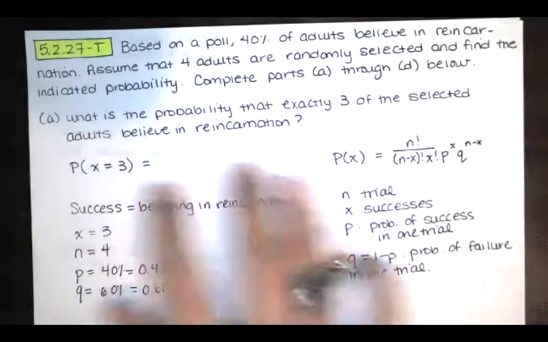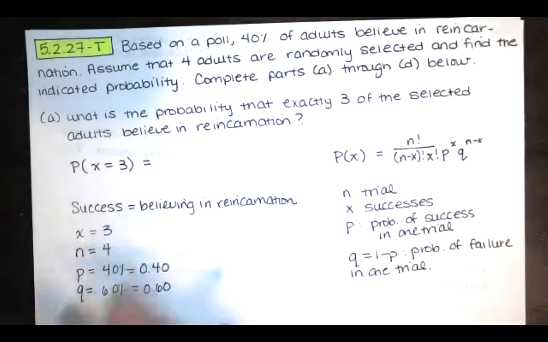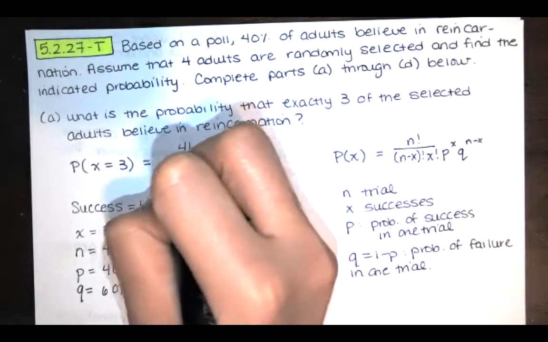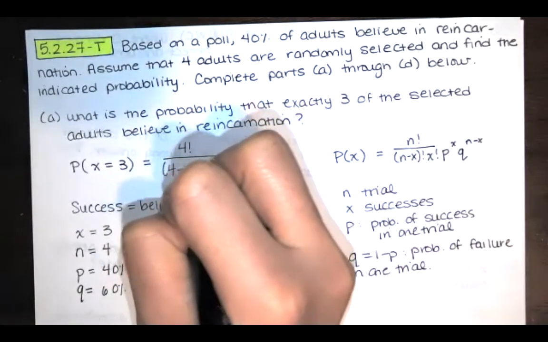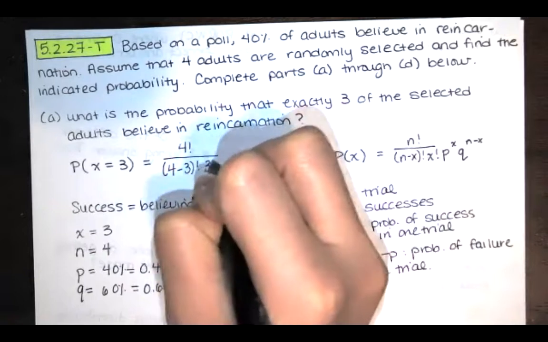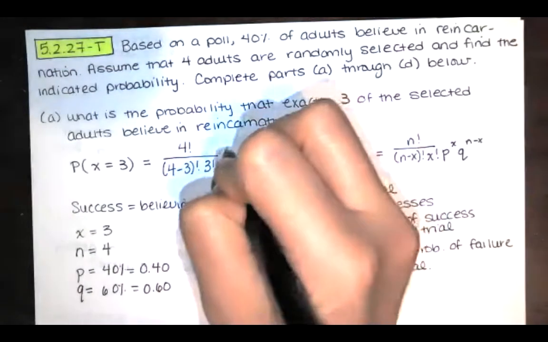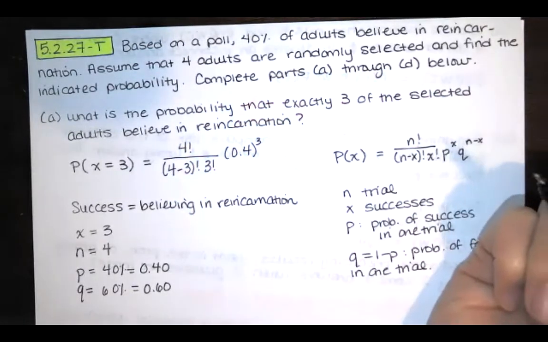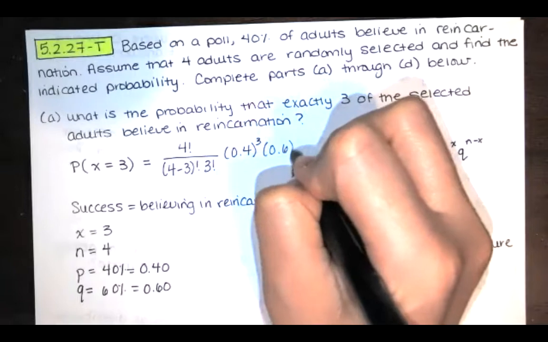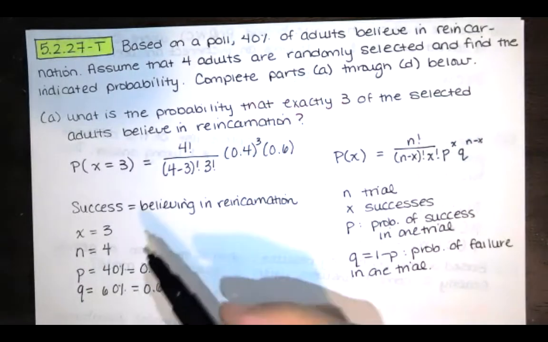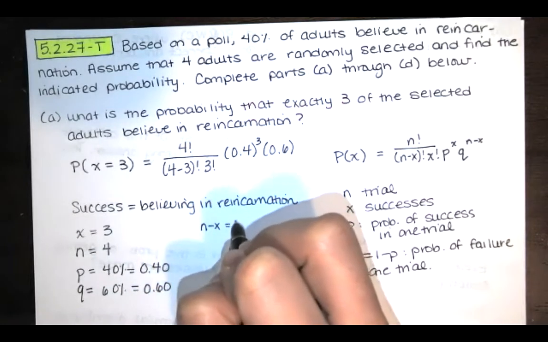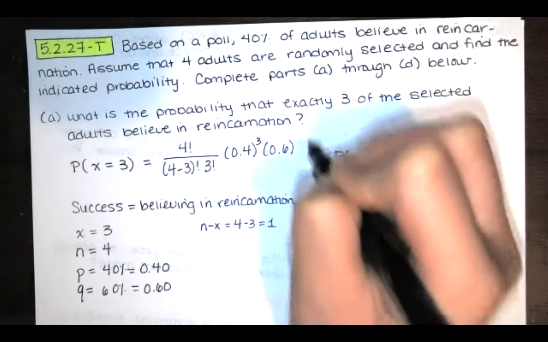Okay, I can find this using this formula, but I'd like to talk through why it works. Okay, so you've got n equals 4, so we'll have n factorial here, over n minus x factorial times x factorial times that probability of success raised to the x power times the probability of failure raised to the n minus x power. And n minus x is 4 minus 3, so we get a 1 there.